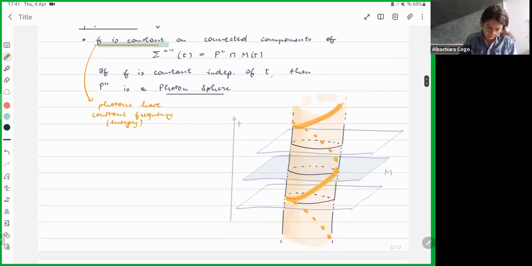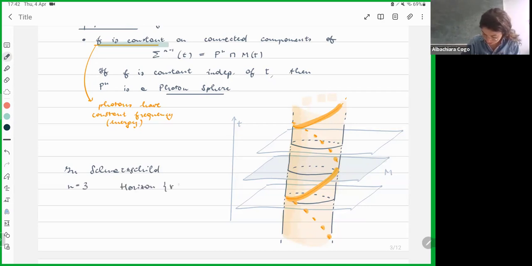Okay, so here I have a picture, and I just want to say that in Schwarzschild, maybe I can restrict to the n equals 3 case. In n equals 3, the horizon is at radius r equals m, and the photon sphere is at r equals 3m. So in Schwarzschild, the photon sphere can be visualized as in this picture as a sort of cylinder, because it's at a fixed radius. And you can see from the picture that the light, which follows these null geodesics, is trapped on it. I hope this picture is good enough.